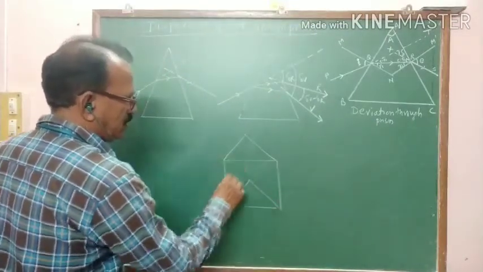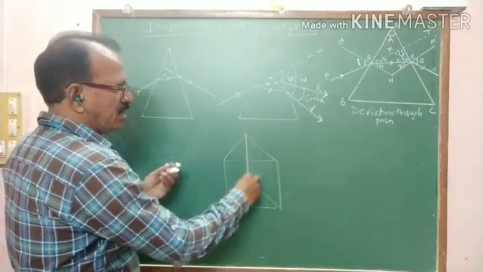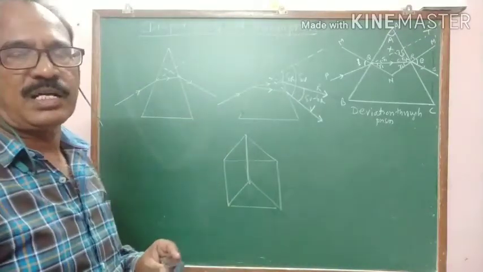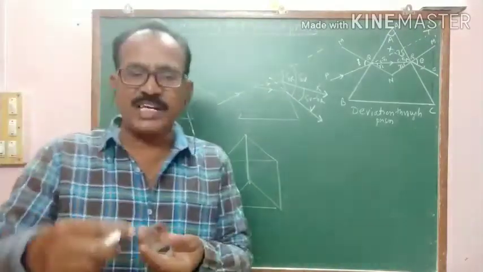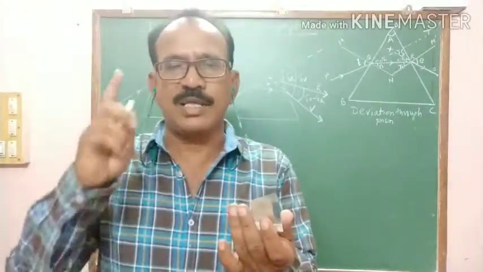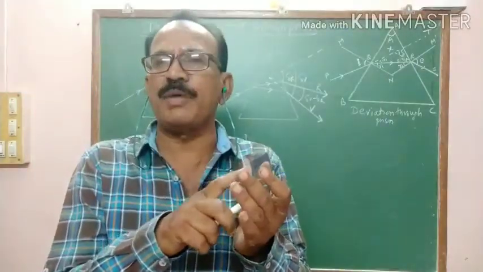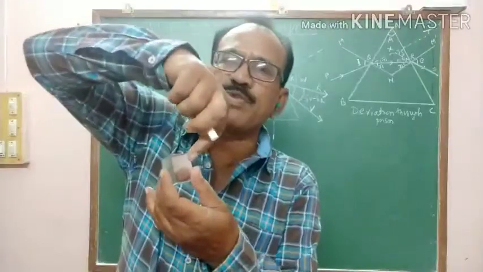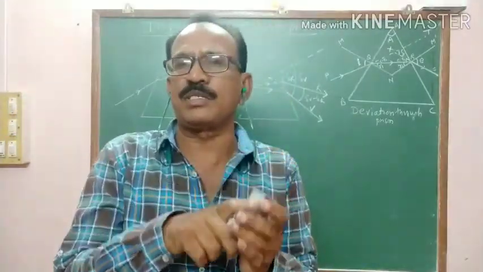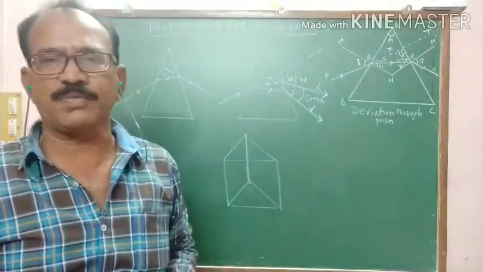Now this edge is called the refracting edge of the prism. The light will pass through one surface and comes out of the other surface. The surface through which the light does not pass is called the base of the prism. So the surface through which light does not pass is called the base of the prism.